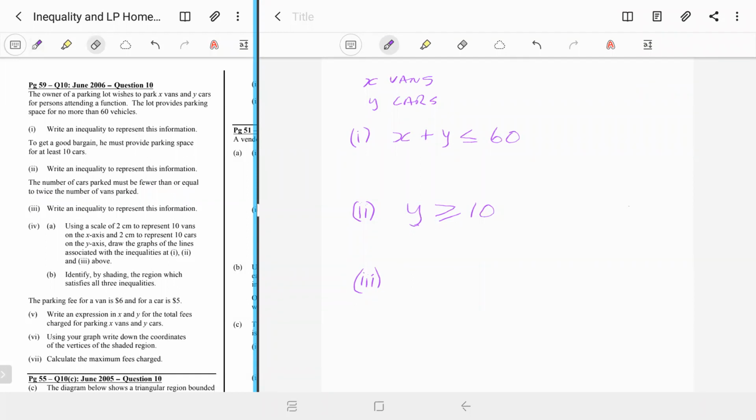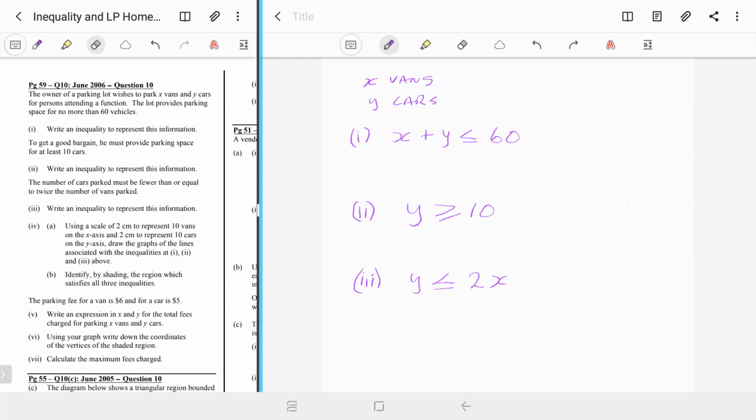So it would say y is less than or equal to 2x. Very good. Simple as that. The number of cars must be fewer than or equal to twice the number of vans. That's what you write there. That inequality represents what they just said. Those are our three inequalities.